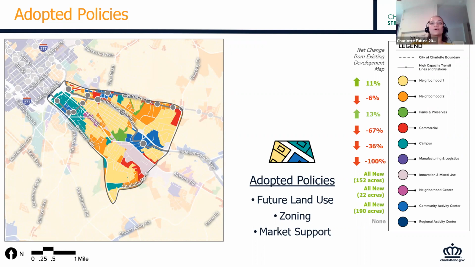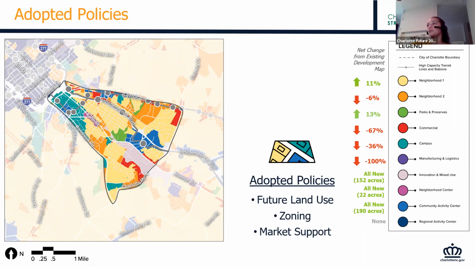In some instances, there wasn't a clear translation between the existing zoning and the future place type assignment. And in these instances, we use that market analysis that I just mentioned to determine which future place type assignment made the most realistic sense from a market perspective. And you can see the changes on the map in terms of the place types.